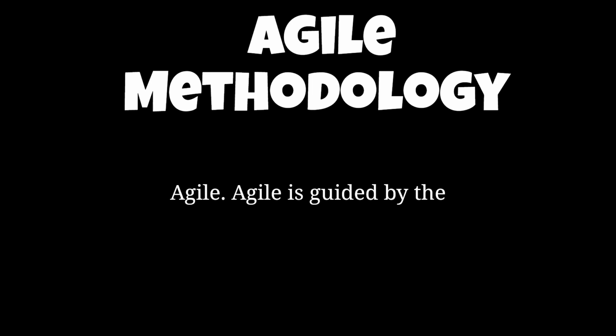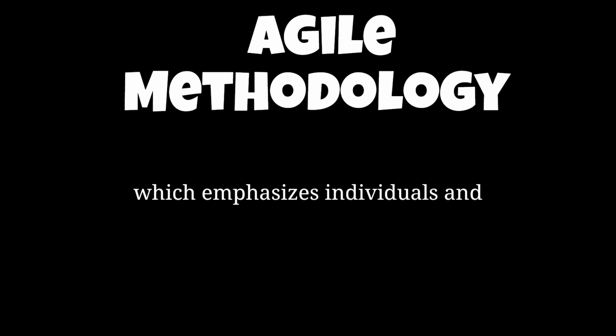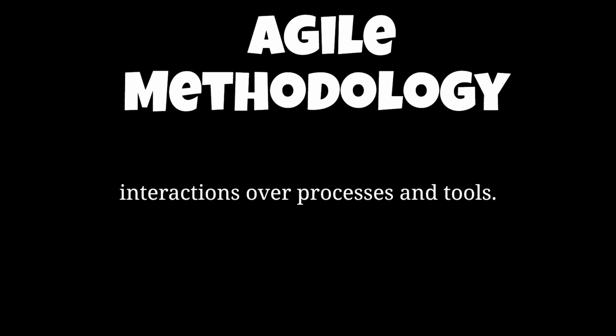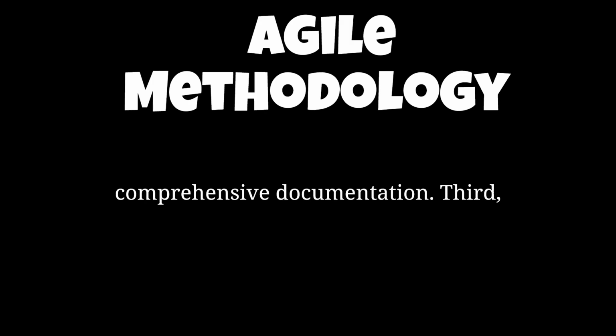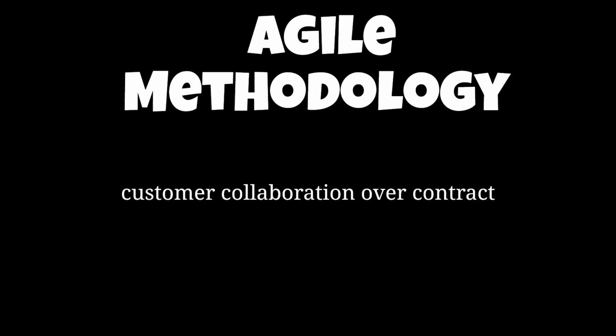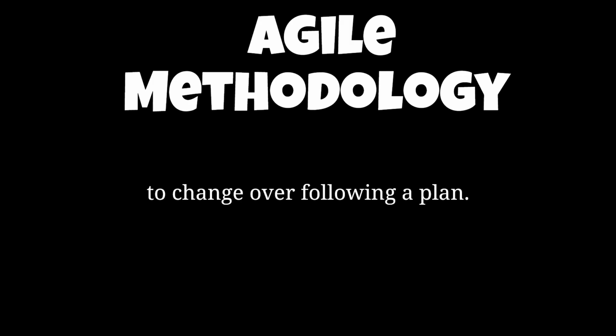Now, let us see the principles of Agile. Agile is guided by the Agile Manifesto 2001, which emphasizes individuals and interactions over processes and tools. Second, working software over comprehensive documentation. Third, customer collaboration over contract negotiation. Fourth, responding to change over following a plan.